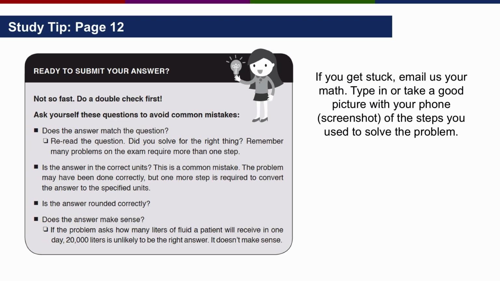Because a lot of math problems have multiple steps, but the board might have asked you the third step. A good example would be alligation. Maybe they asked you how many parts do you need of the higher potency instead of how much do you need, just how many parts. And you need to be very careful that you've answered the correct part of the question.